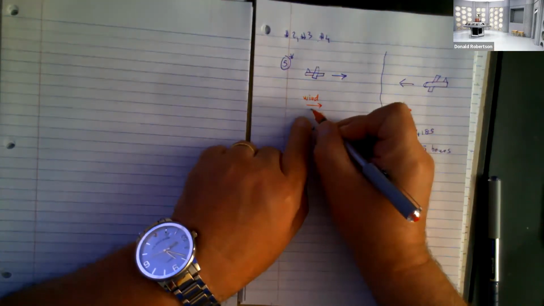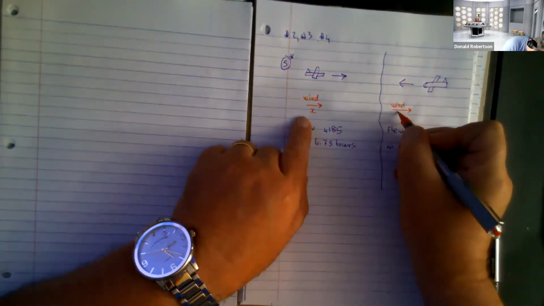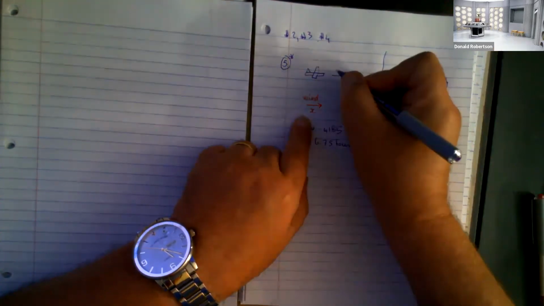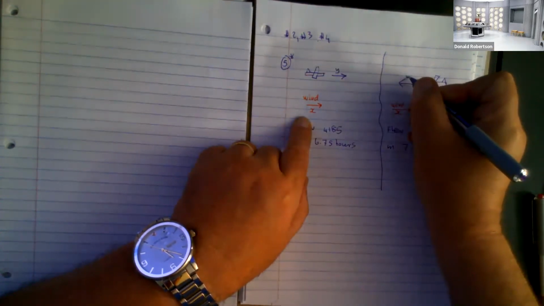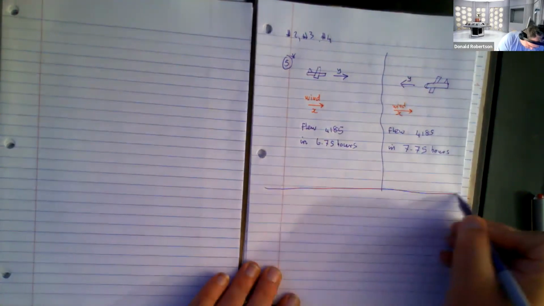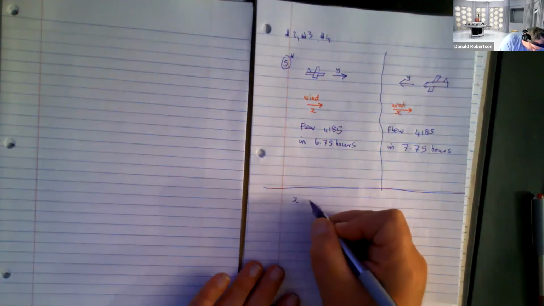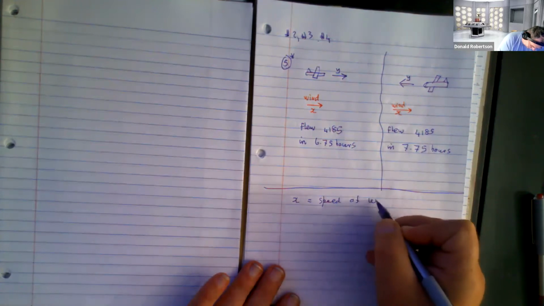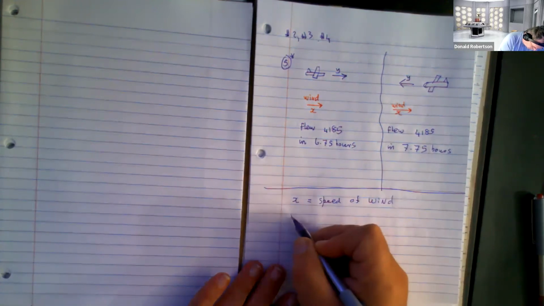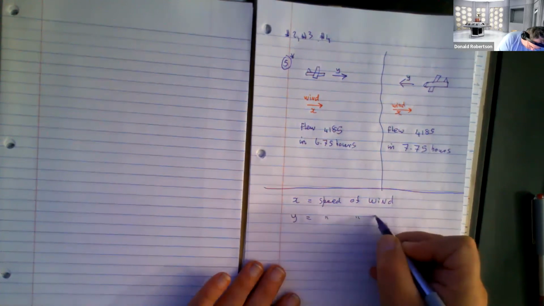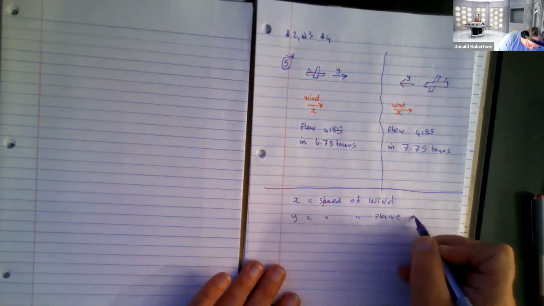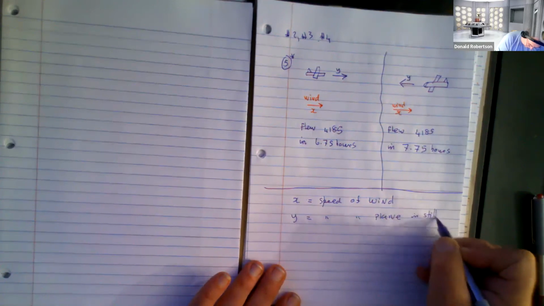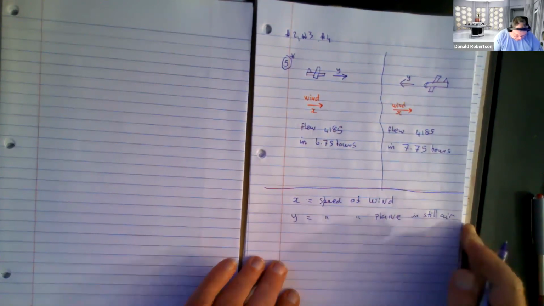So the speed of the wind, I'm going to call it X. And the speed of the aircraft if there's no wind blowing, which we're going to call Y. So X is the speed of the wind. Y would be the speed of the plane in still air, right? So if no wind was blowing. So I'm going to take the information that I've got visually here.